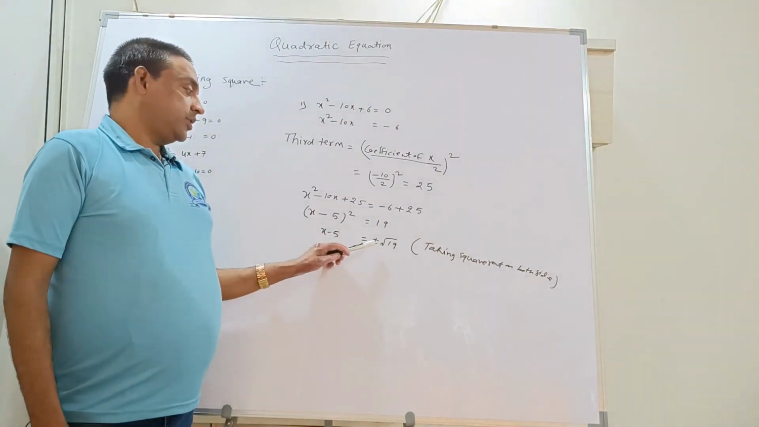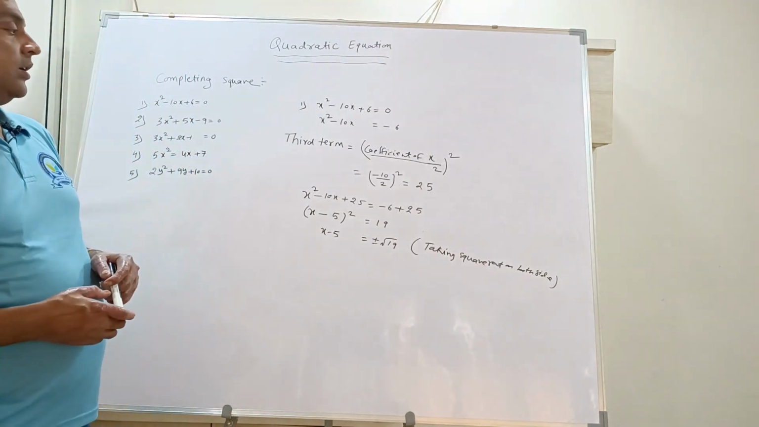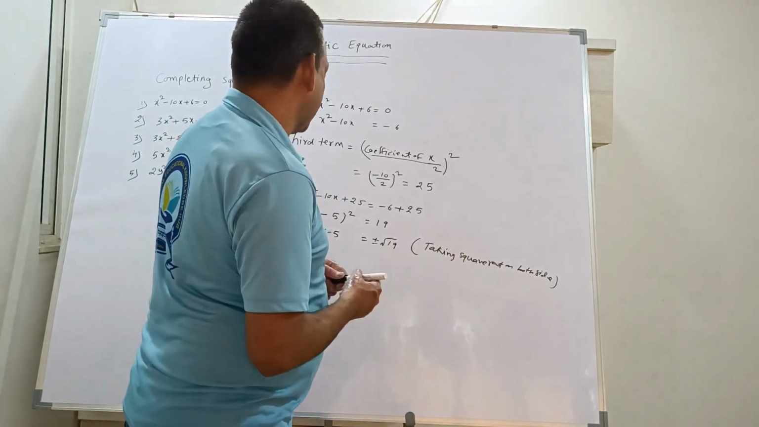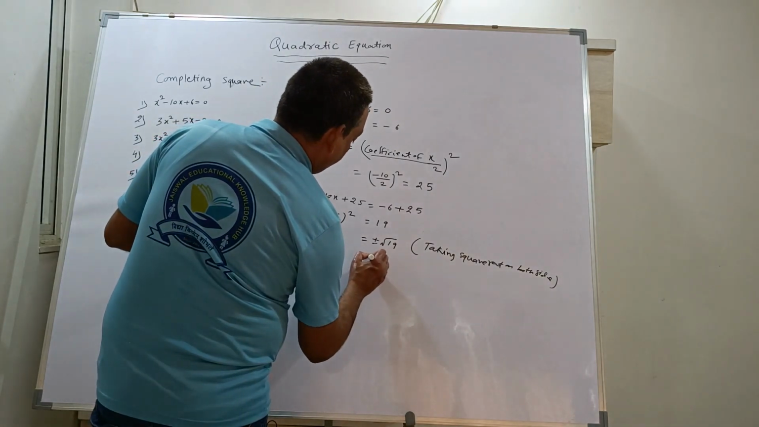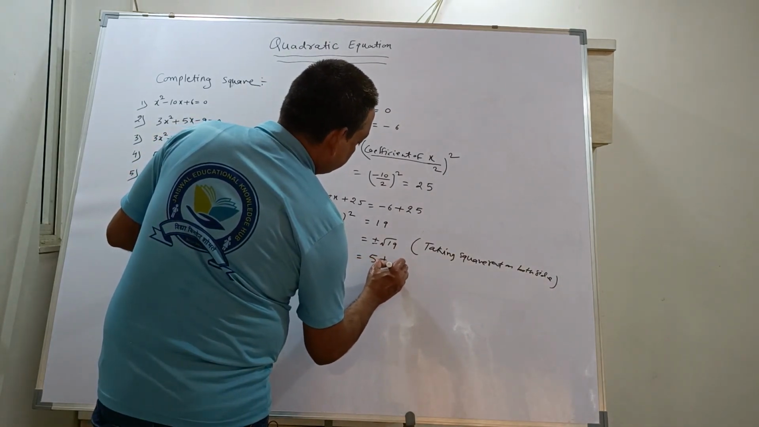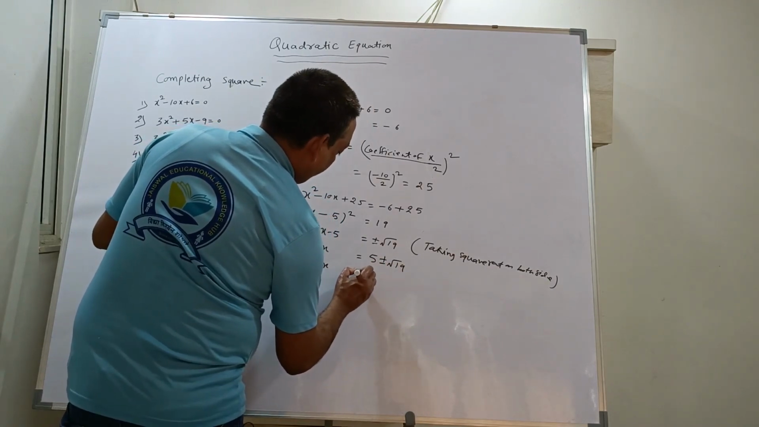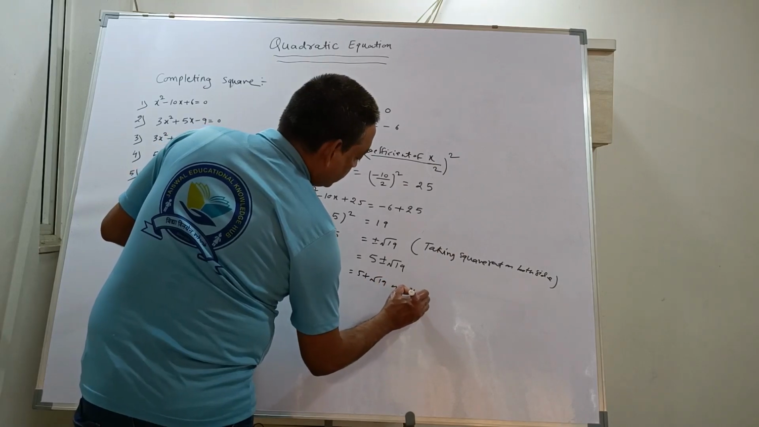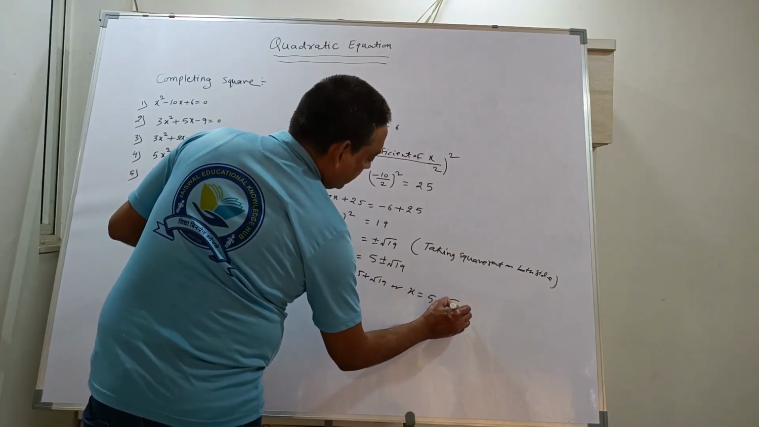Now this also we did discuss last time. Whenever we take the square root of any number, the answer will be plus or minus of that. Okay, so x is equal to 5 plus minus root 19, or you can say x is equal to 5 plus root 19, or x is equal to 5 minus root 19.